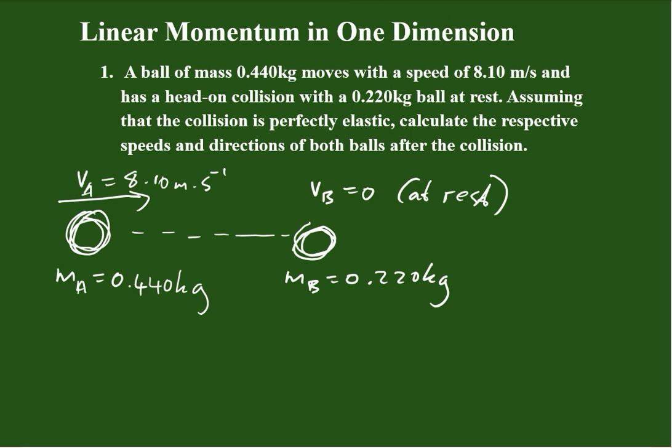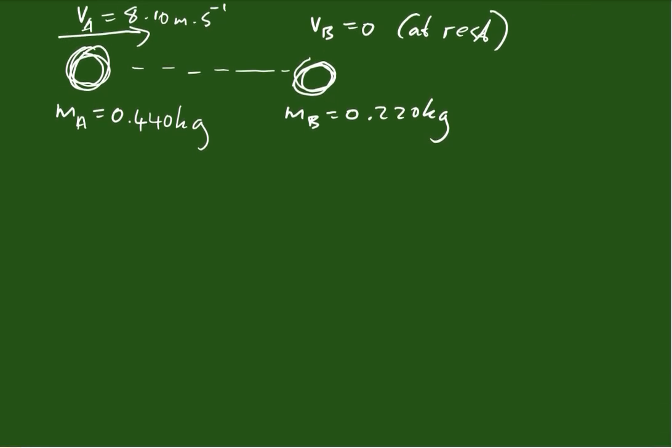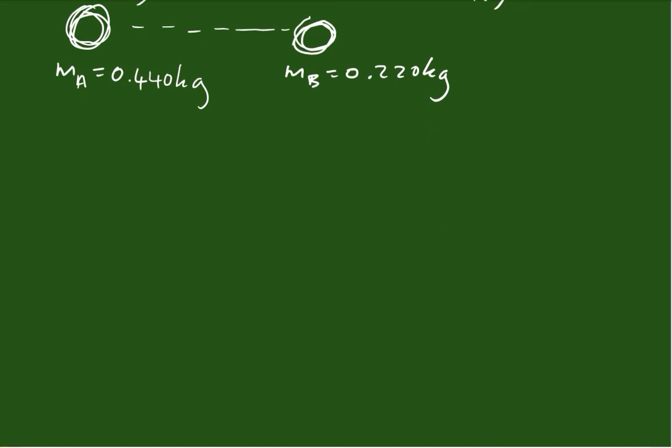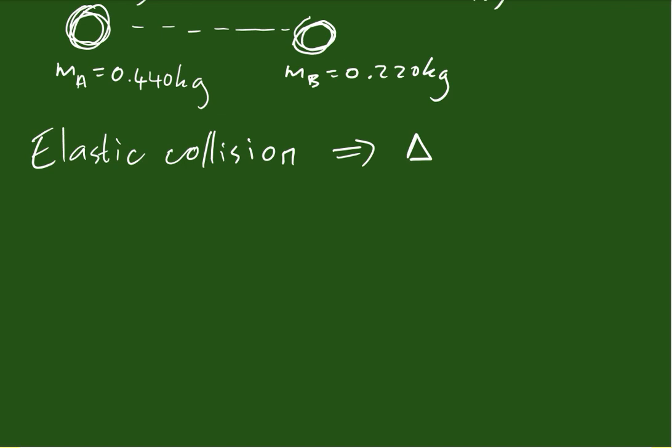So there are a few clues here that we have to find inside the text. One of the clues is that they said the collision is perfectly elastic. Now what does that mean? Well, when we've got an elastic collision, this means that the kinetic energy is conserved. So kinetic energy being conserved means that the change in kinetic energy is 0.